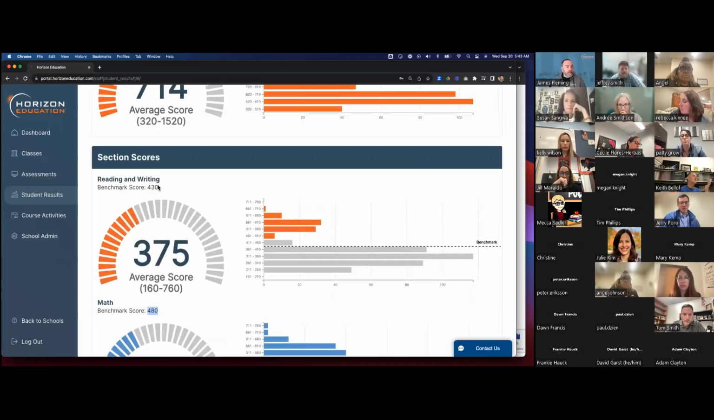So you have this really good high level look. Even if you are a math teacher, you're always going to be able to see the reading and writing scores and vice versa, because the entire campus is responsible for all students on campus to understand and be SAT ready. So it doesn't matter what subject matter you teach, having this information on your students is going to be really helpful.